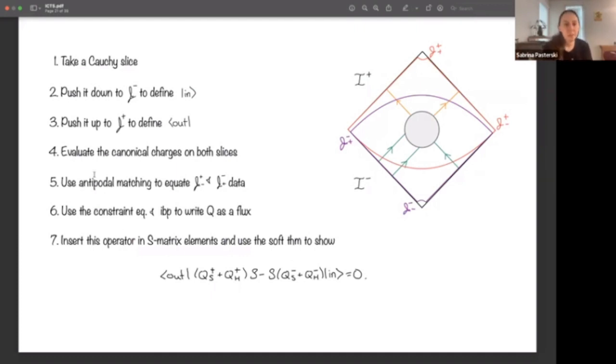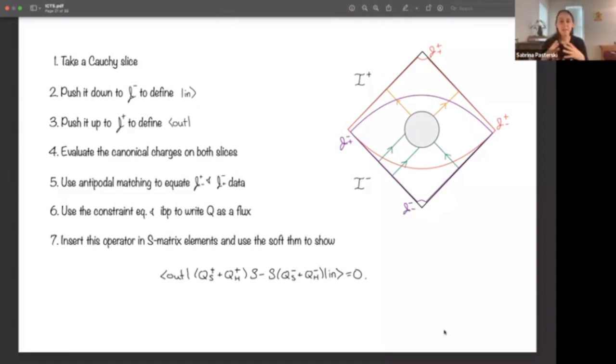Then I need some sort of antipodal matching, unless I either have some sort of rule for what happens at spatial infinity, or I assume that there's nothing funny going on there. And in that context, there's an antipodal matching condition for, say, the electric field across these two points here. And then I use constraint equations and integrate along u to really write the same canonical charges as integrals along Scri plus or Scri minus.